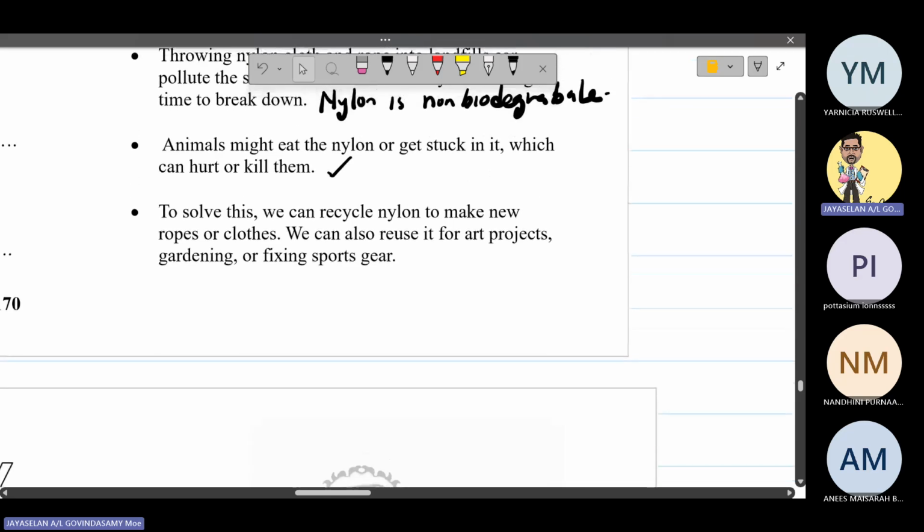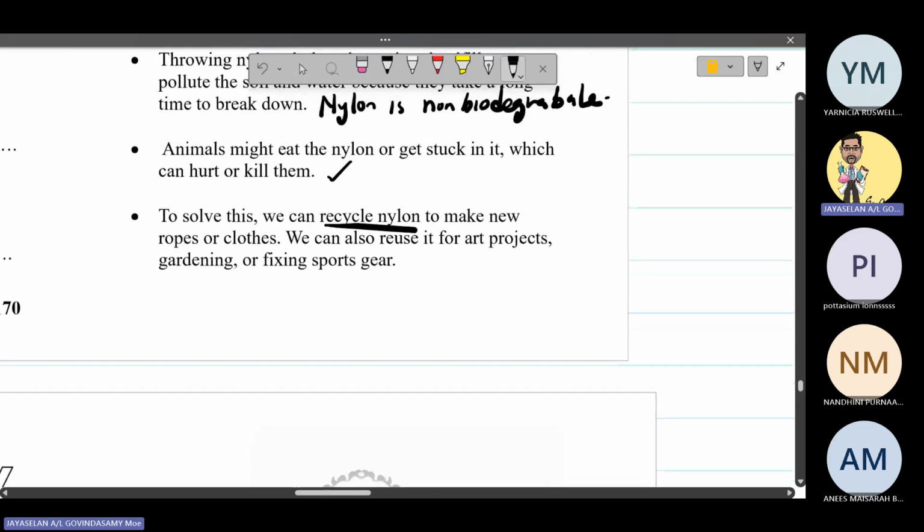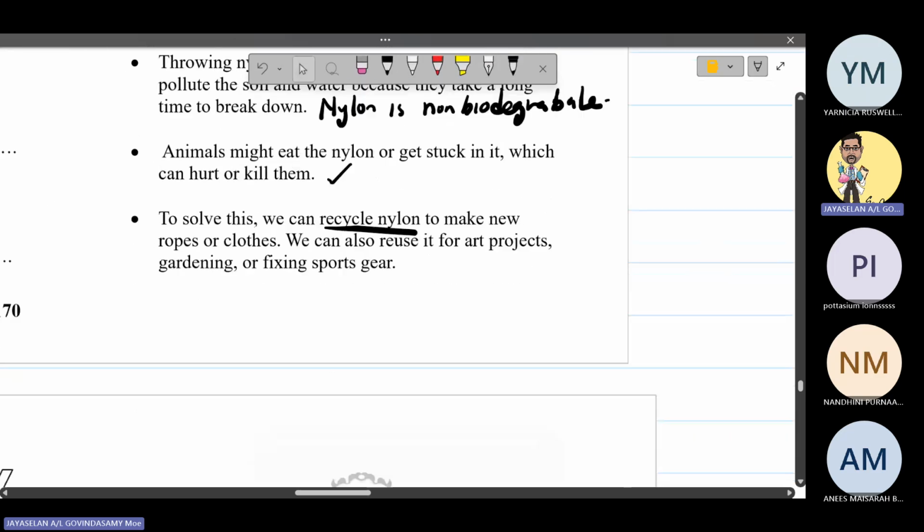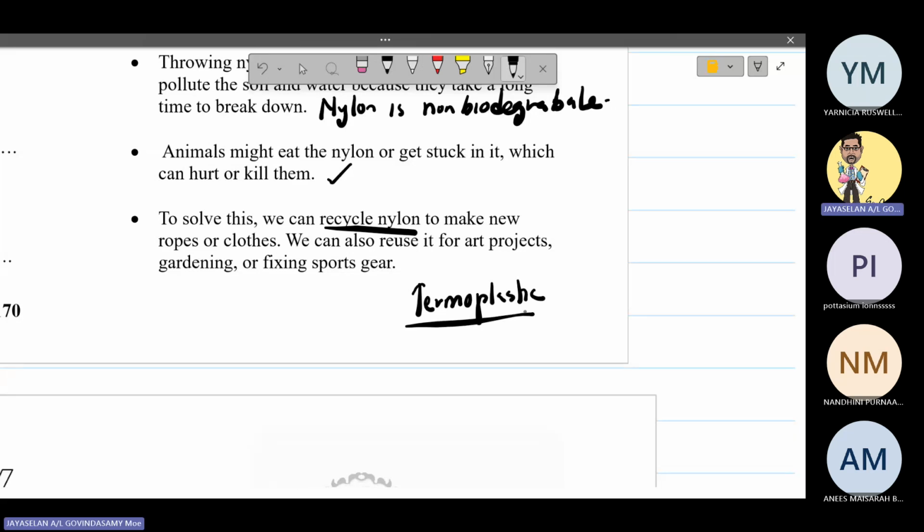So you already score 1 mark. To solve this, we do what? Recycle the nylon. Because here they want what? How to reduce? Recycle the nylon, because nylon is under thermoplastic. What is thermoplastic? Can be recycled, can be reused, remold again.